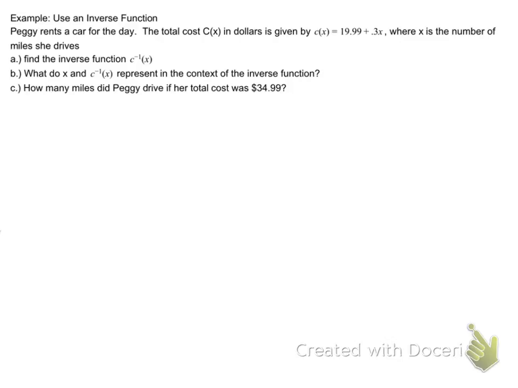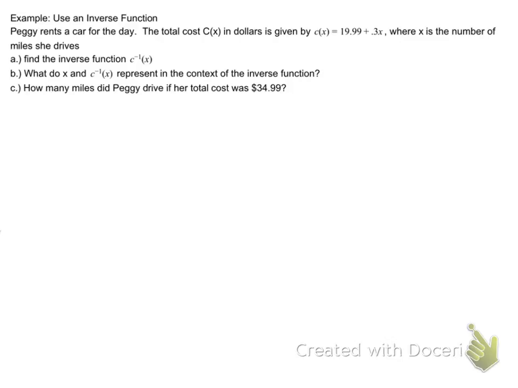It says Peggy rents a car for the day. The total cost, C of x, in dollars is given by C of x equals $19.99 for the low price of $19.99 plus 0.3x, where x is the number of miles she drives. So obviously, the more miles she drives, the more the car will cost. Basically 30 cents a mile added to $19.99. So if she drives 10 miles, it's going to cost her an extra $3. If she drives 100 miles, it's an extra $30.